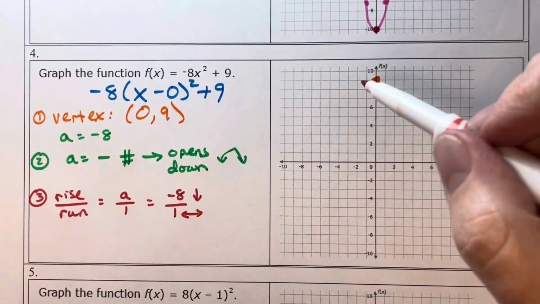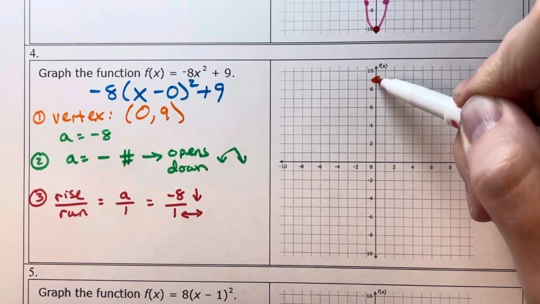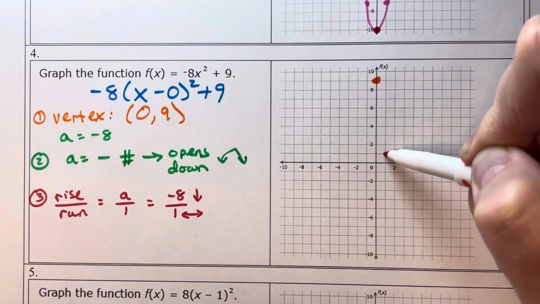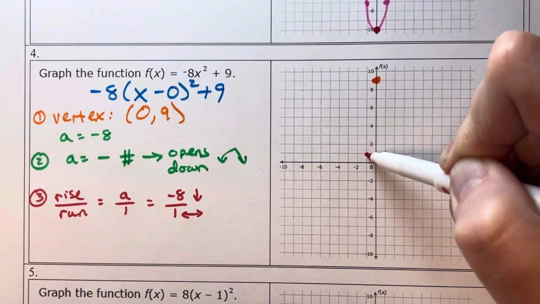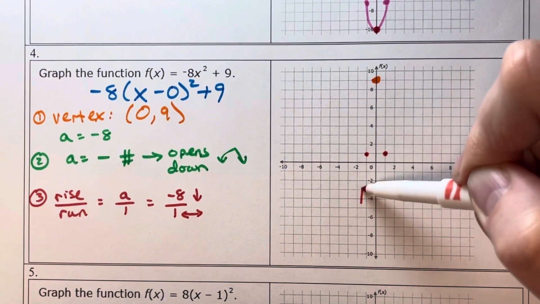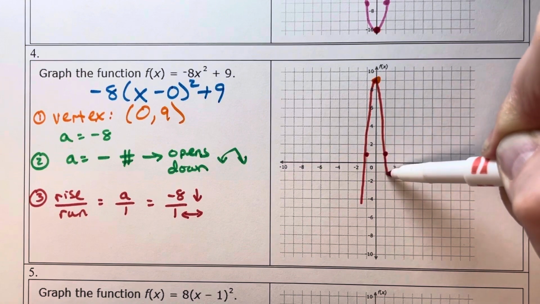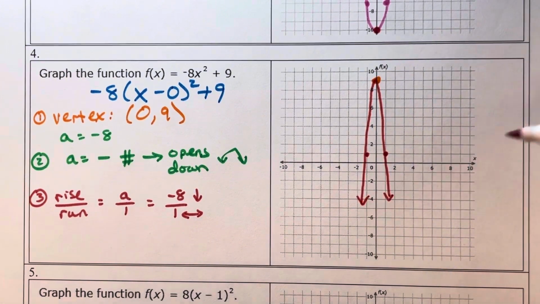Now we're ready to plot our curve. So from the vertex, we are going to move downward 8 units and plot points to both the right and the left of our vertex. Again, connecting our dots in a beautiful smooth curve here on your coordinate plane.